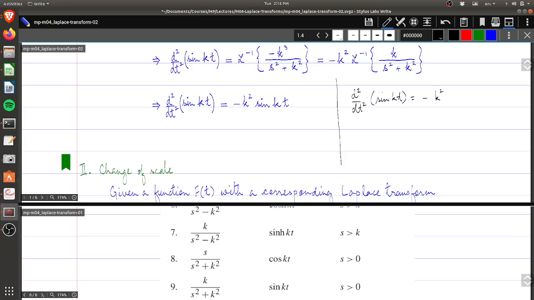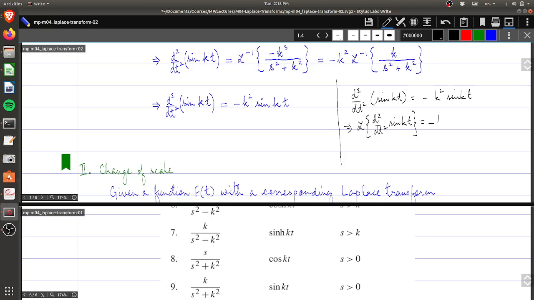Now if I take the Laplace transform of both sides, that is d square by dt square of sin kt, which is equal to minus k square times the Laplace transform of sin kt. Okay, so from this formula, s square F(s) minus this one minus this one, so just substitute here.